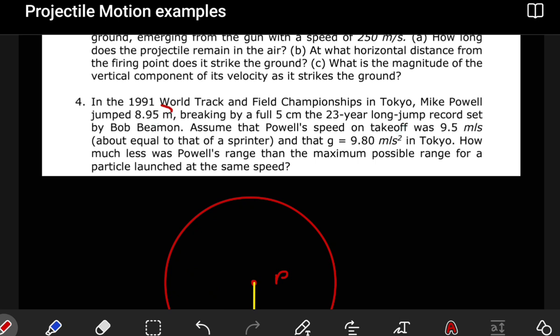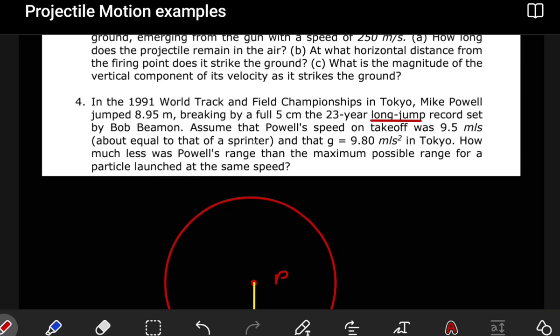When I was reading this 8.95, in my head I was asking myself, wait, is it a vertical height or a horizontal height? But now that I'm seeing long jump here, I'm thinking this has to do with horizontal distance, because long jump is all about how far away you go. It's all about that range. So this 8.95 meters has to be a range.